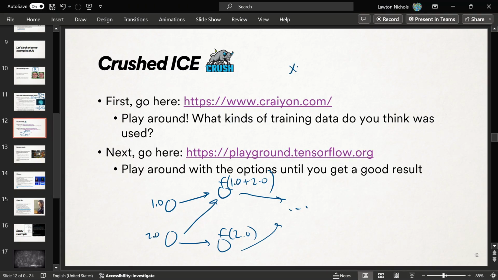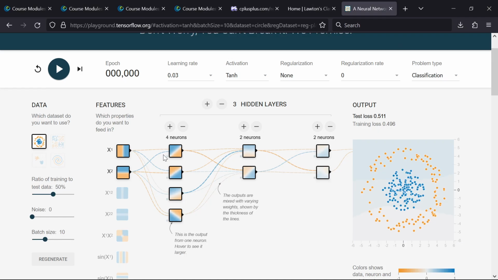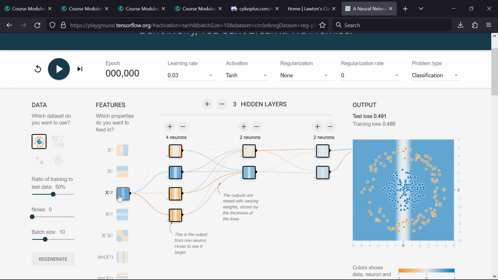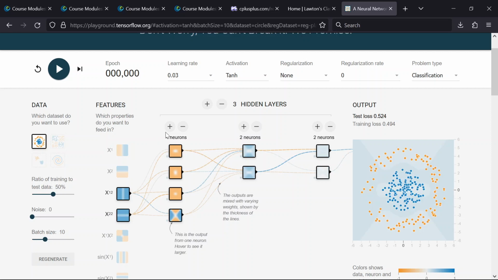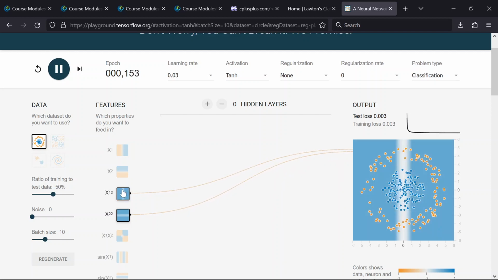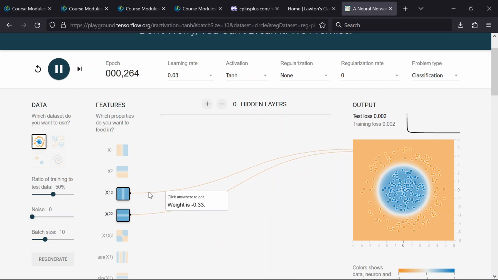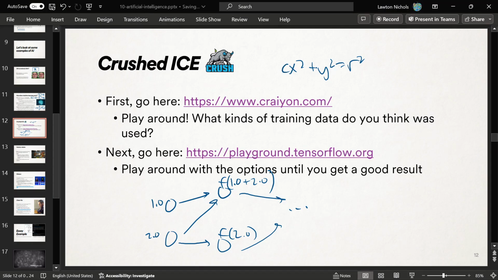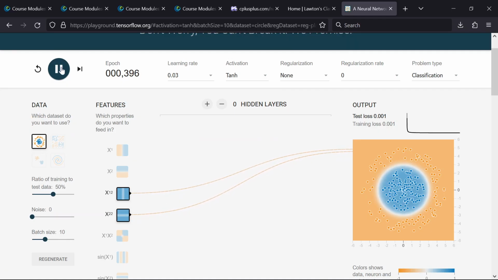X squared plus y squared equals r squared, right? So if I wanted to learn that, let's give it the x squared coordinate and the y squared coordinate, and that's literally all we need. Zero hidden layers. Play. It learns a circle. Does that make sense? It's just learning how to make the circle. What's the constant out in front of this x, the constant out in front of this y, etc. That's the easiest way to do that. If you knew your problem, this is why the machine learning engineers make the big bucks, because they can figure this kind of stuff out. Saves your company a lot of money if you don't need any extra neurons, right?